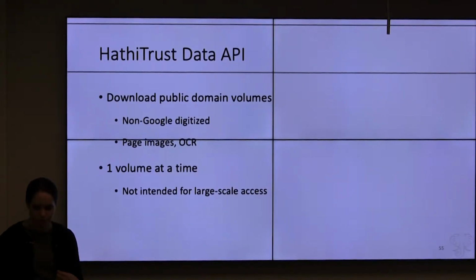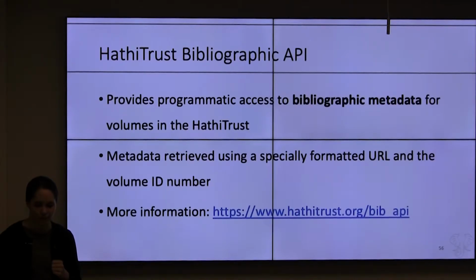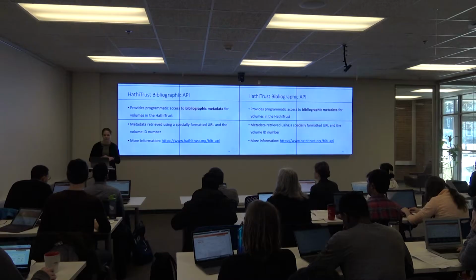Did I already tell you all this? Download public domain volumes, non-Google digitized. You get the page images and the OCR, which is one difference from dealing with HTRC, is you have access to the page images, because remember, we don't sync that, we only sync the OCR. And you only do one volume at a time, and then you're rate limited, so it's not great for large scale access.